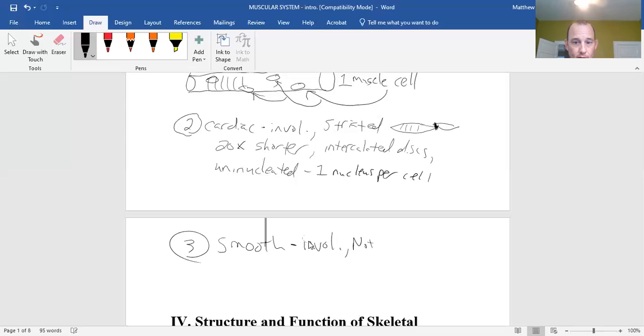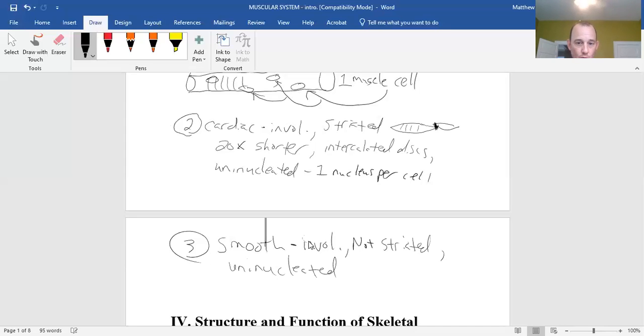They are not striated. So they still have those actin and myosin filaments that I was mentioning. They just don't overlap in a pattern that then gives the appearance of being striated. And we'll look more about that again as we see some of these pictures here in a sec. And like cardiac, they are uninucleated, one nucleus per cell.